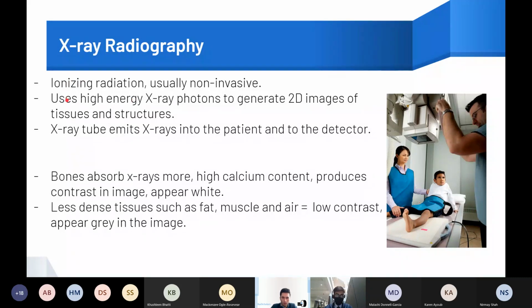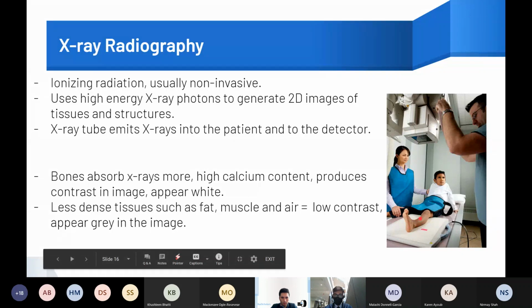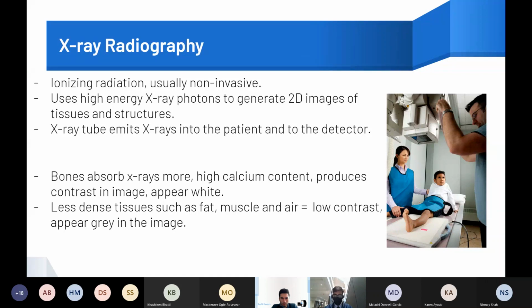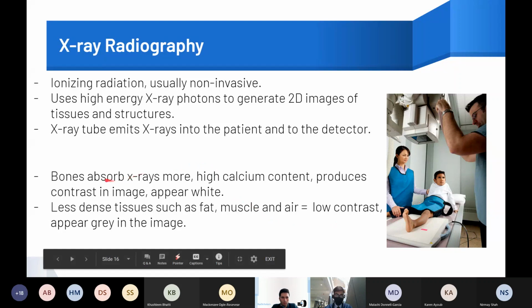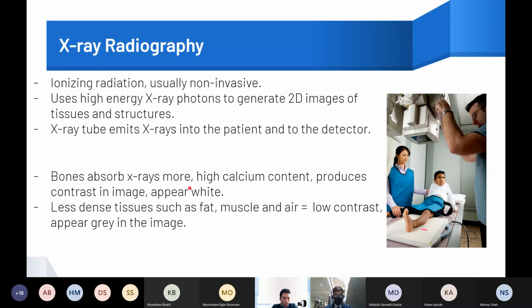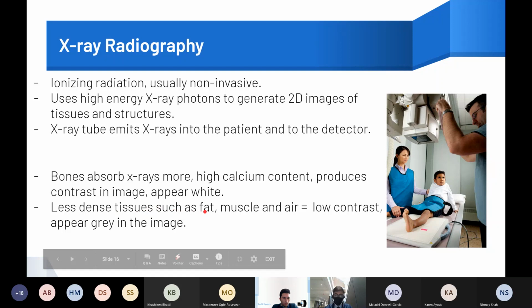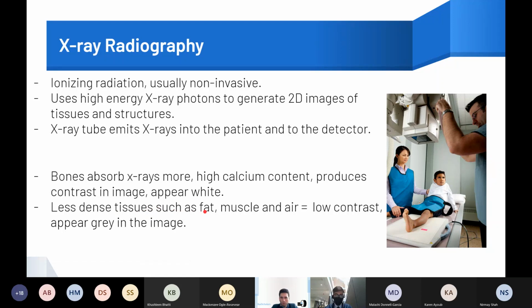So most people know how X-rays work, and essentially it's high energy X-ray photons that are released from this device here that run through the tissue of the patient's body and are caught by this machine here. So essentially, though, the X-ray tube on top emits the X-rays into the patient and then onto the detector. And each type of tissue in the body absorbs X-rays to a different extent, and that's what appears as differences in color. So bones absorb X-rays more. They have a high calcium content, so they produce white or brighter images compared to less dense tissues like fat that let most of the photons go through and appear darker on the image.